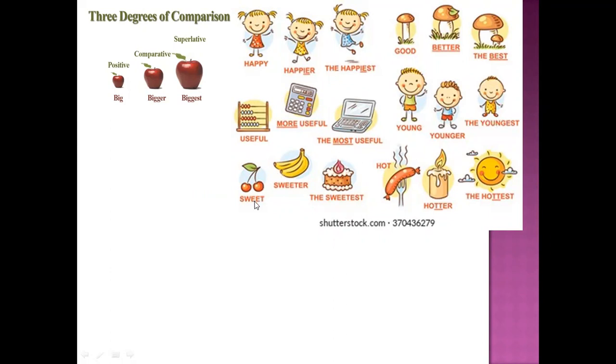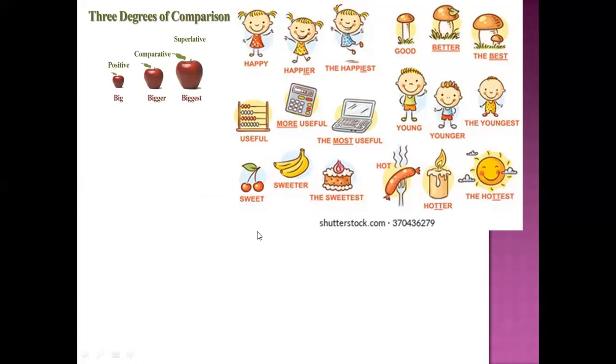Next one, sweet, sweeter, the sweetest. Hot, hotter, the hottest. This sausage is hot, and this candle is hotter than this sausage. And among these 3 items, the sun is the hottest item.